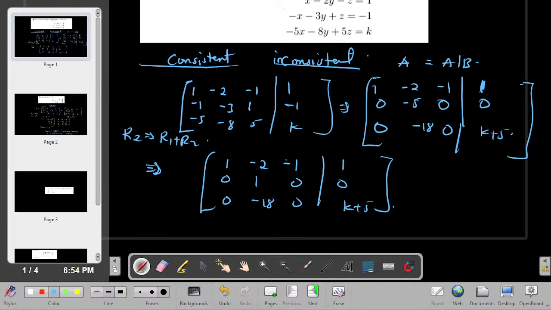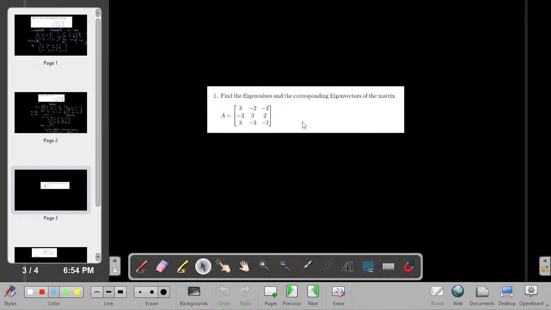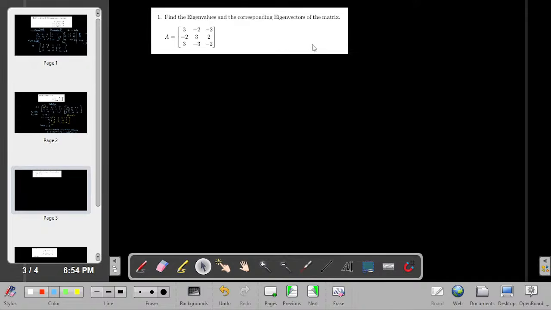Okay, so let's move on to the next problem. I'll attend back to this problem shortly. So, good. Let's do some eigenvalues and see how these problems work.